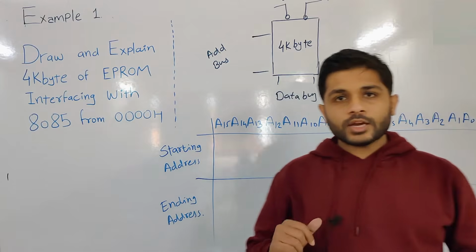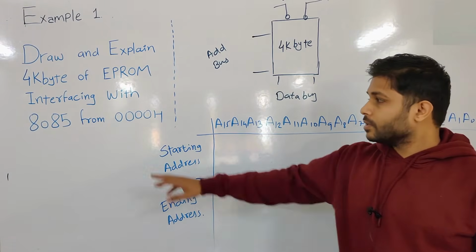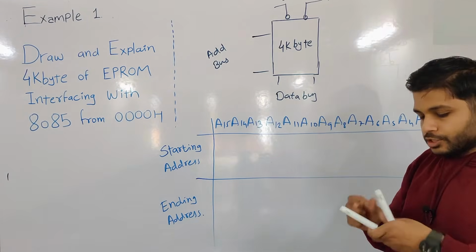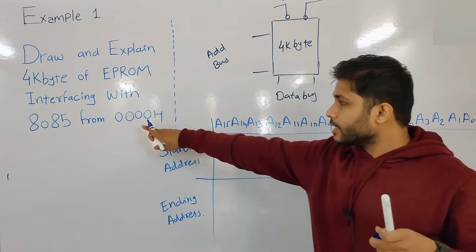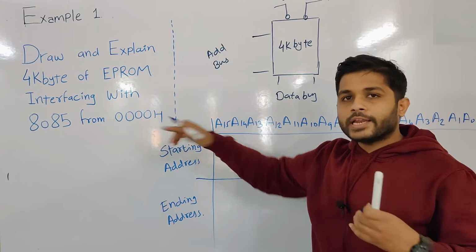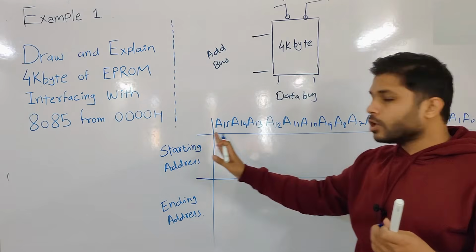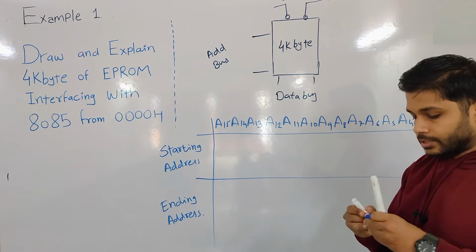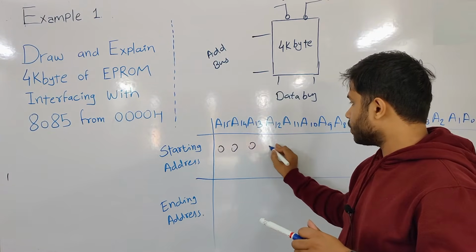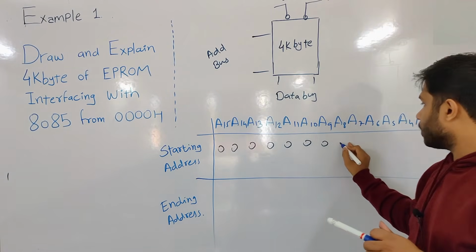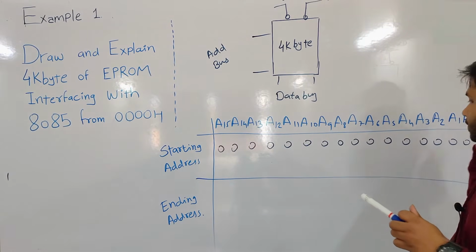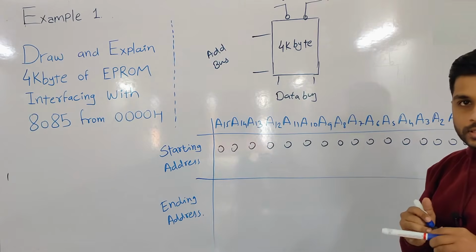Now if you see the question, we are given the starting address. So let's write the starting address, which is already given, and it is 0000H in hexadecimal, and if you convert into binary you will get all zeros for 16 lines. So let's write the starting address: 0 0 0 0 0 0 0 0 0 0 0 0 0 0 0 0. So in the starting address all is 0.